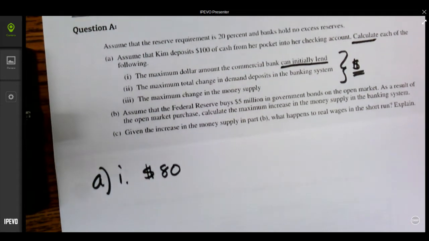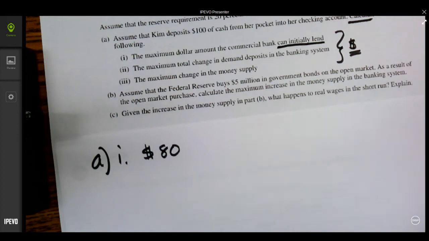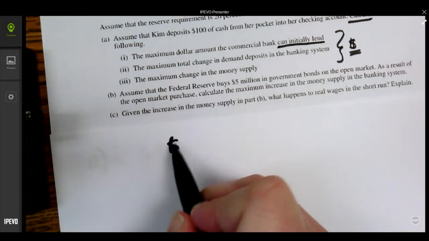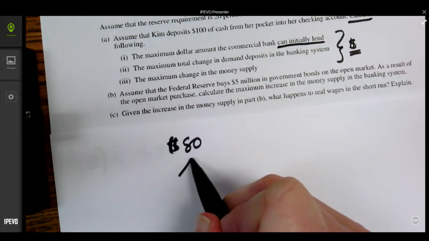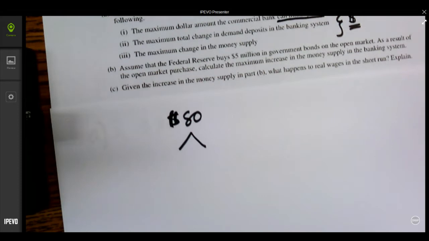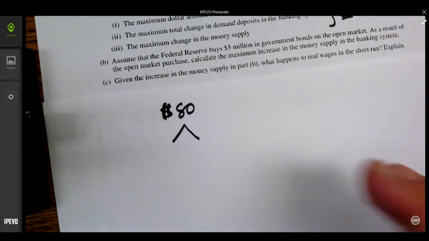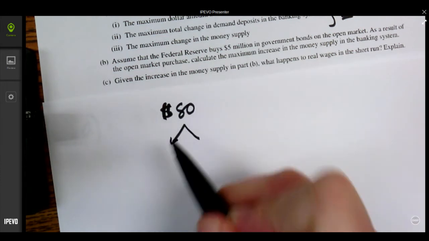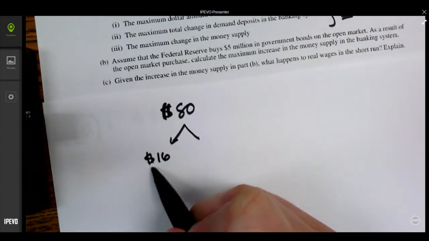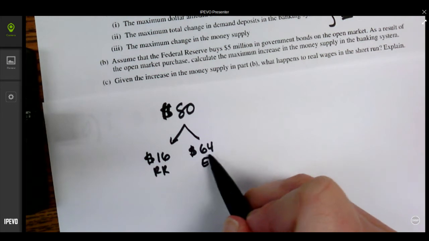The maximum total change in demand deposits in the banking system. I'm going to use a scrap piece of paper to explain some of this, and then I'm going to come back to my answer sheet. Remember that the bank can loan out $80 of her cash. When they loan out that $80, it will be spent. It will then come back into a bank, and that bank, wherever it is, will be able to loan out 80% of that money because the reserve requirement is 20%. So when that $80 comes back into a bank, 20% of it goes into the required reserves, which means there is $64 available for lending.